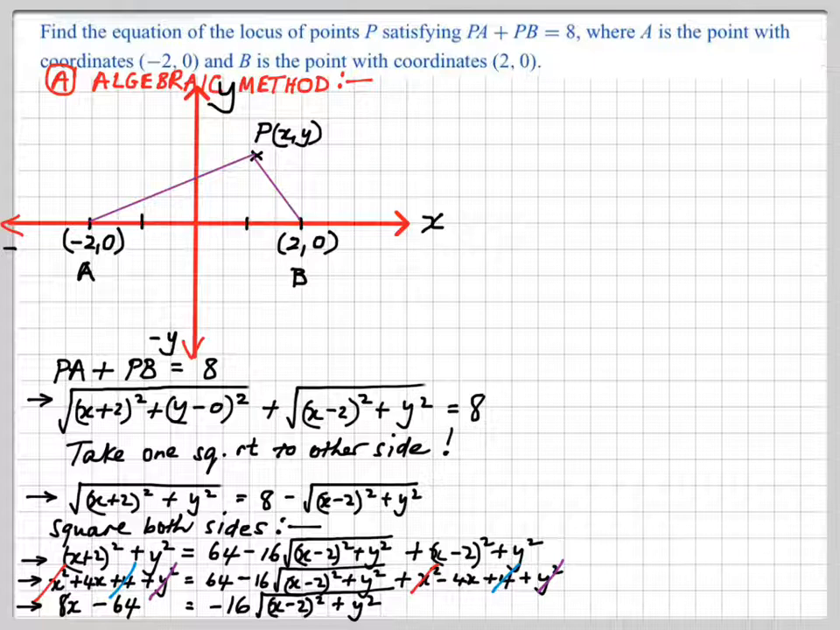But the bad news is we've got to square both sides again. I can hear you saying. However, look, we can make life a lot easier for ourselves if we just look for the common factor, which is 8. So do that.